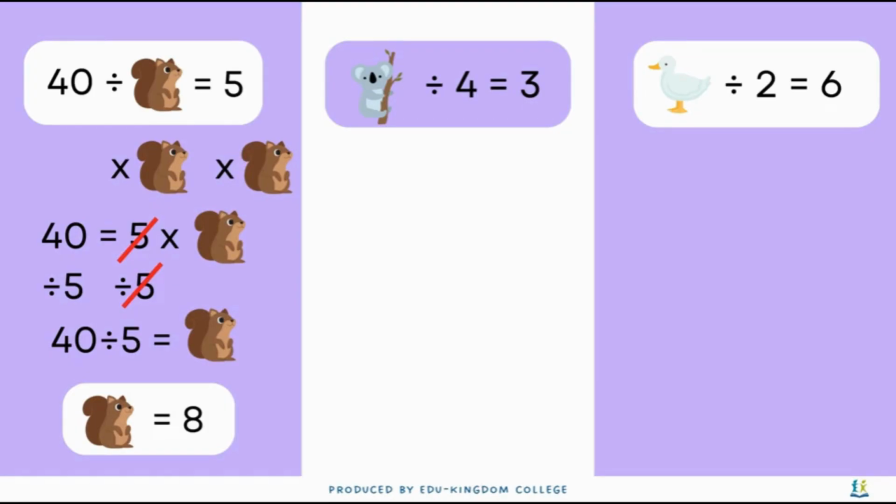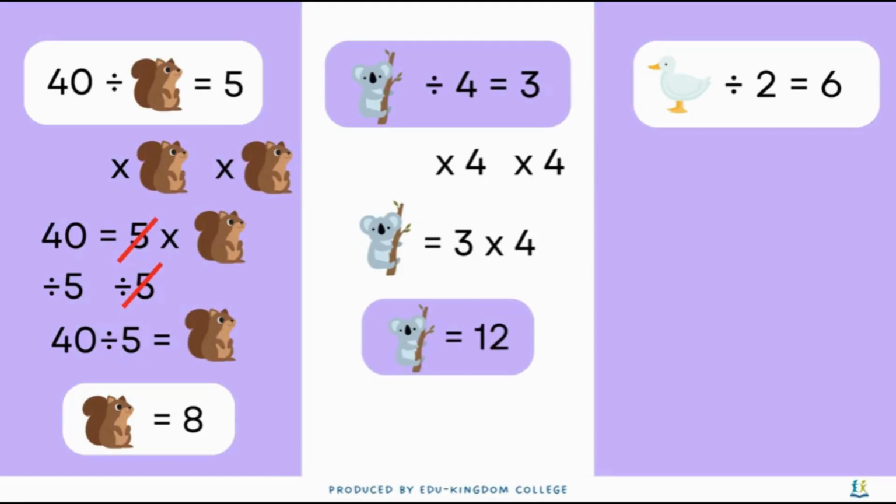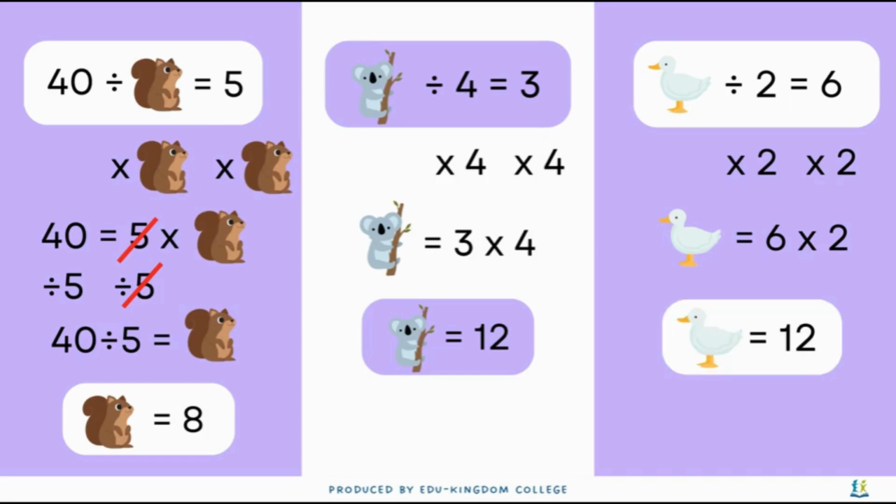Now I have the koala in the middle. For the koala, we just have to get rid of the 4, so divided by 4 and times 4 cross out each other, so we have the koala equals 3 times 4, therefore the koala equals 12. Now I have to times it by 2 for the duck to get rid of the divide by 2 on both sides, so then I have the duck equals 6 times 2, which gives the duck equals 12.